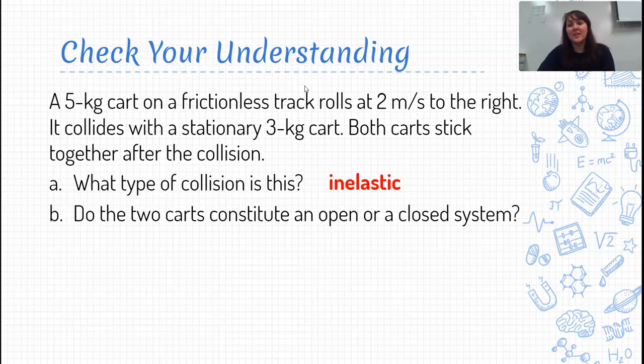Second question, do the two carts constitute an open or a closed system? Now, assuming that there's no other outside things interfering, we're going to say air resistance is probably not a big deal because we pretty much always ignore air resistance in this class. Since it's a frictionless track, there's nothing else interfering. This is pretty much a closed system.